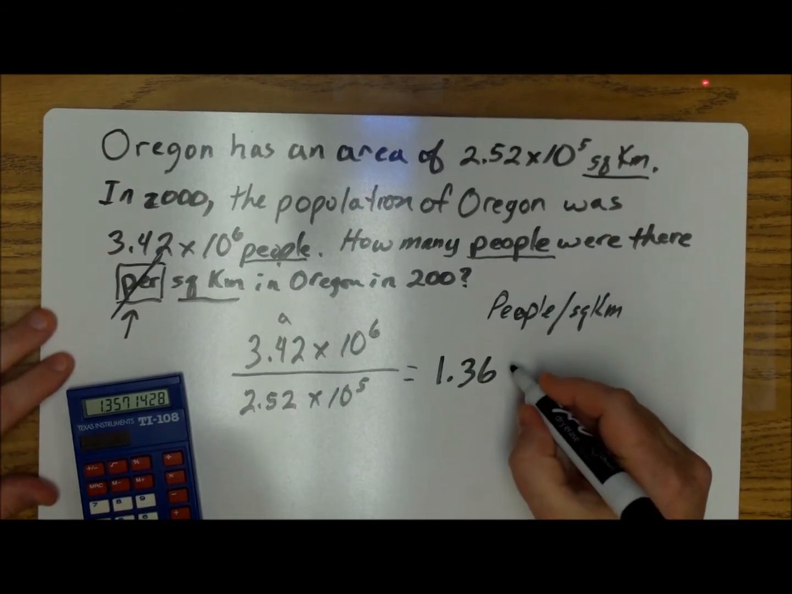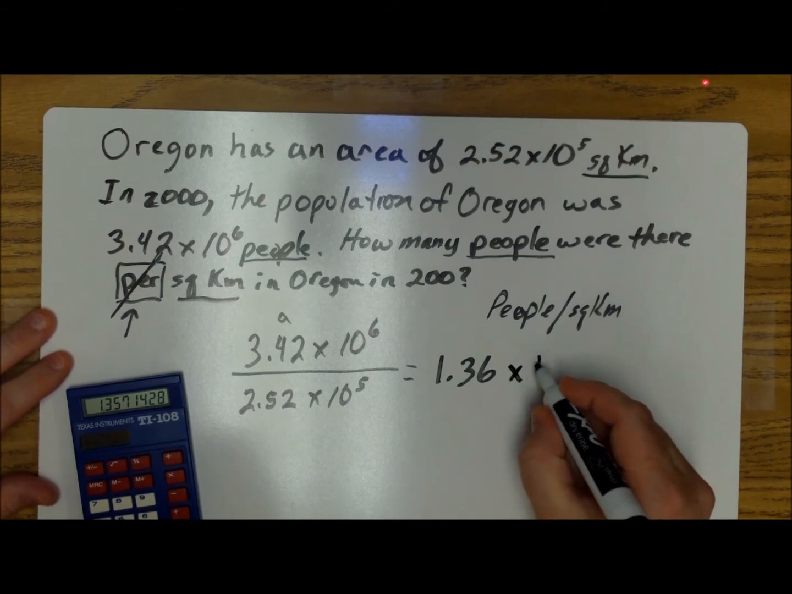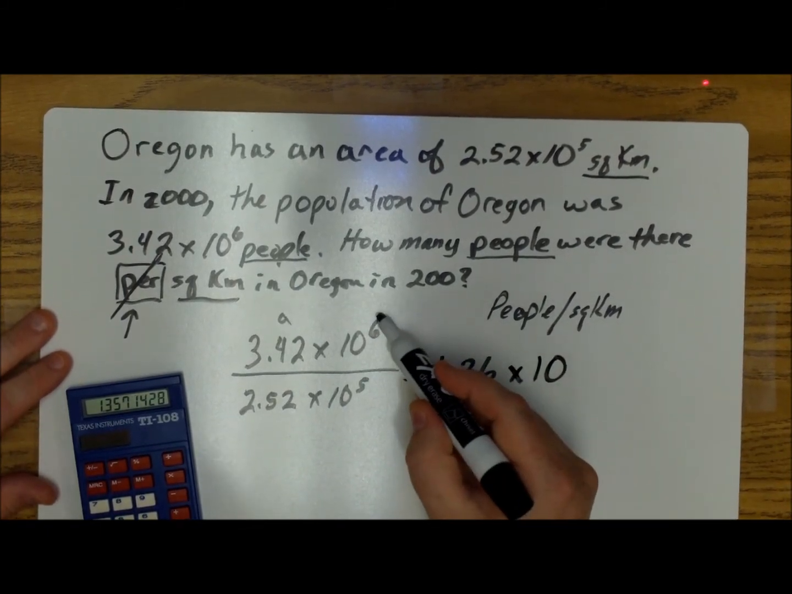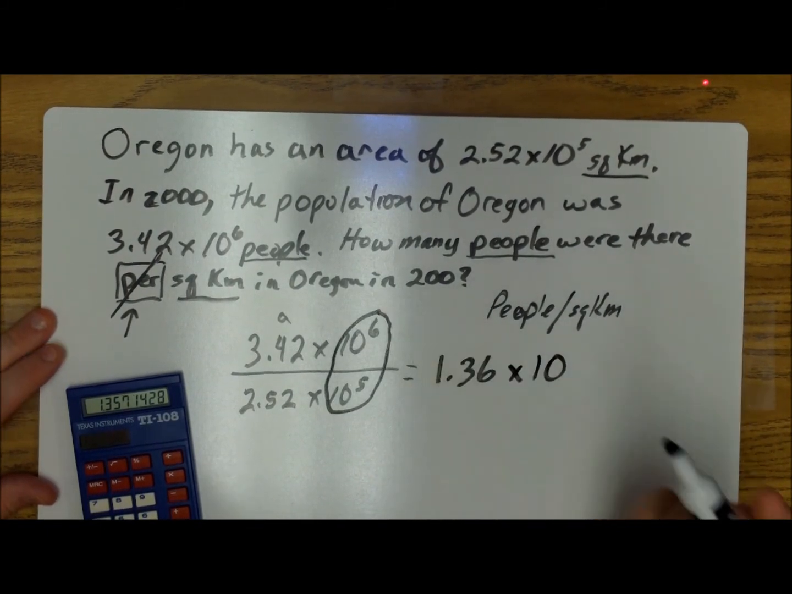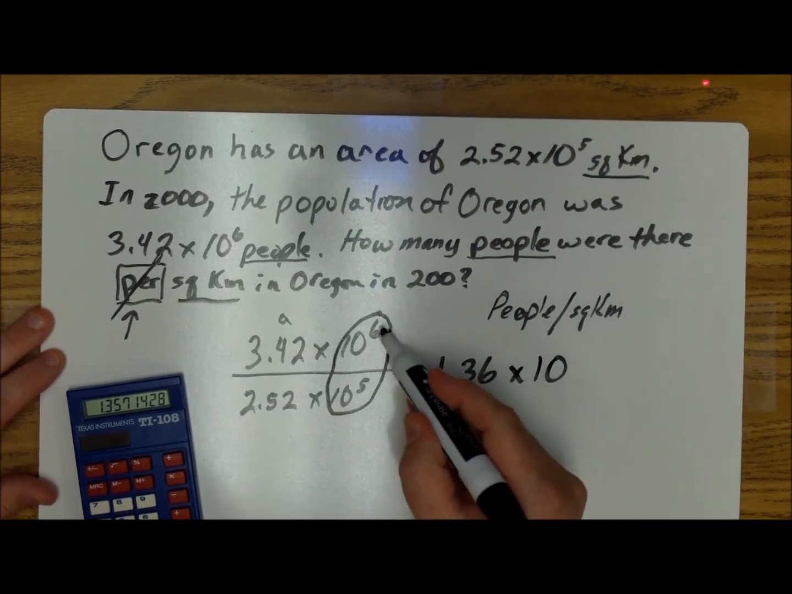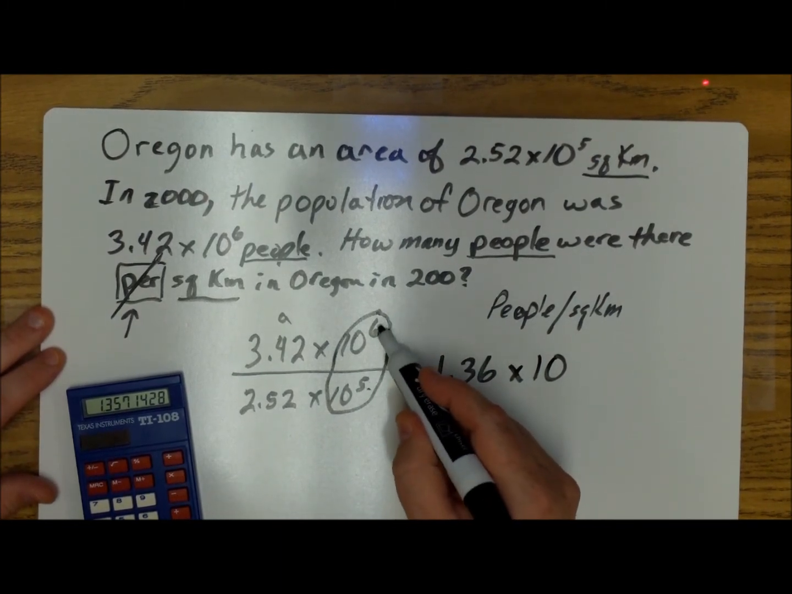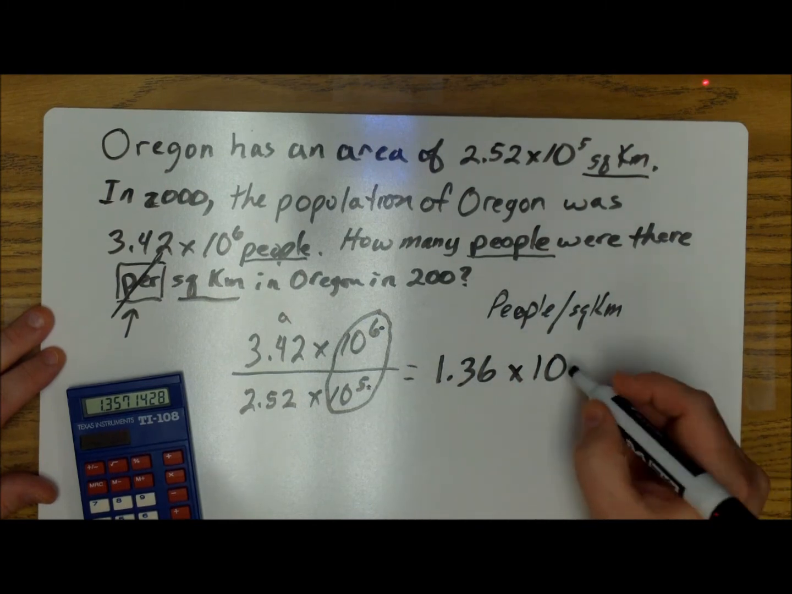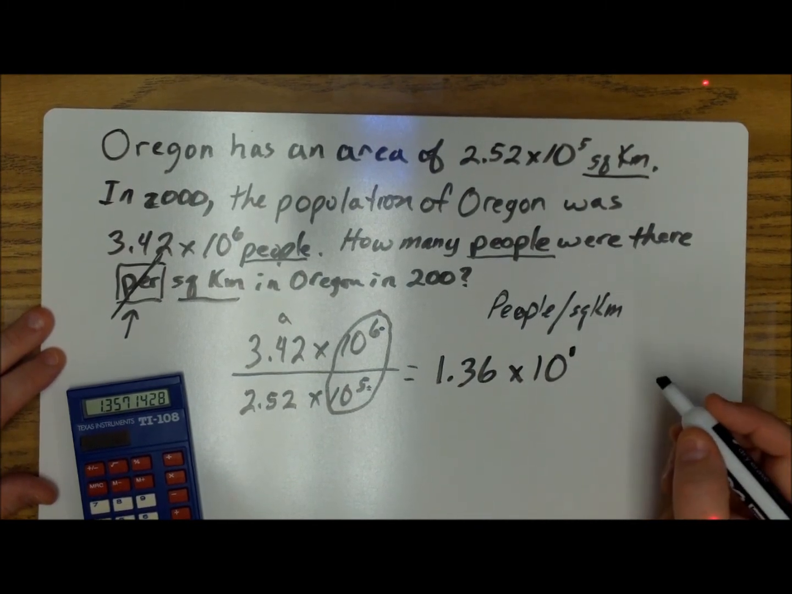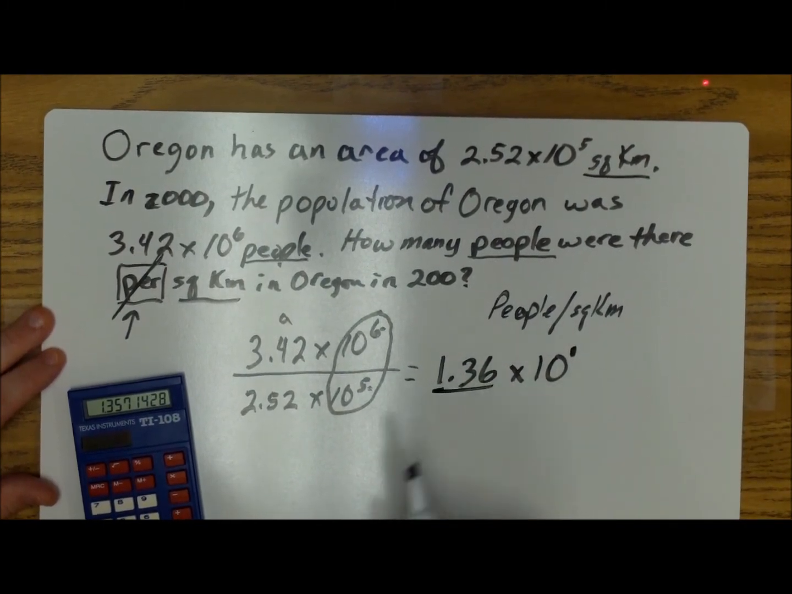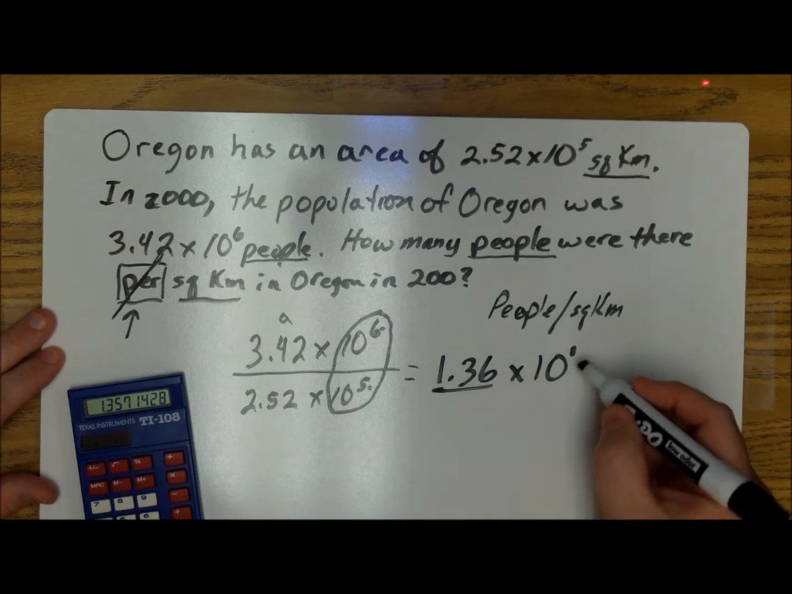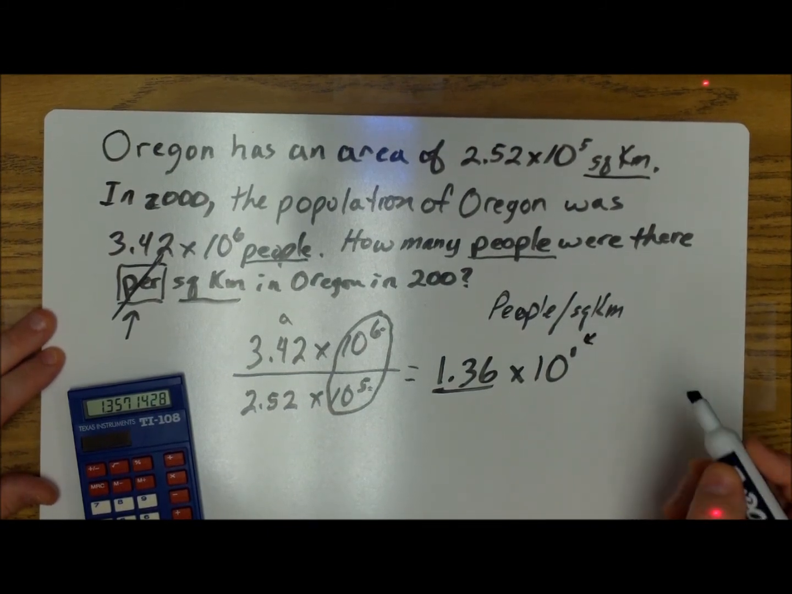10, and then our procedure for dividing powers with like bases is to do the top exponent minus the bottom. So 10 to the 6 minus 5, and that will leave us with a power of 1. And since this decimal is in the right spot, I don't have to make any adjustment for it. So it'd be 1.36 times 10 to the first. And we don't really need this exponent of 1. We can leave that off.